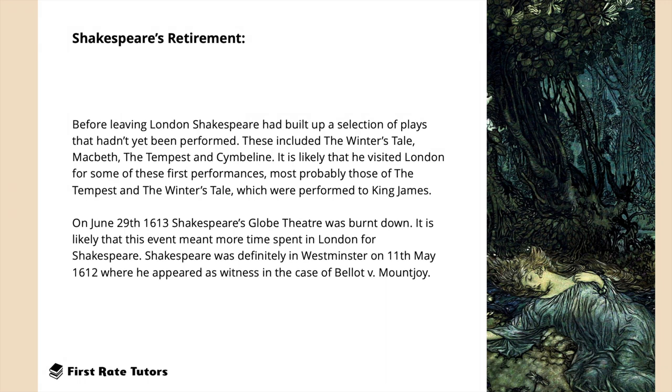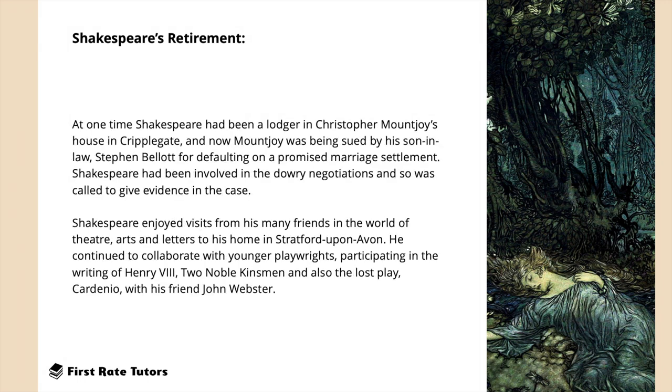On June 29, 1613, Shakespeare's Globe Theatre was burnt down, and it's likely that this meant even more time spent in London for Shakespeare. He was definitely in Westminster on the 11th of May 1612 when he appeared as a witness in the case of Bellot and Mountjoy. At one time, Shakespeare had been a lodger in Christopher Mountjoy's house in Cripplegate, and now Mountjoy was being sued by his son-in-law, Stephen Bellot, for defaulting on a promised marriage settlement, and Shakespeare had been involved in the dowry negotiations and so was called to give evidence in the case.